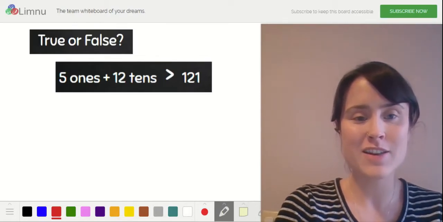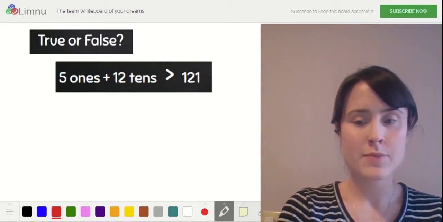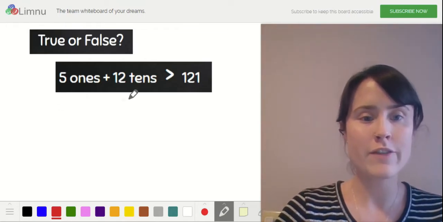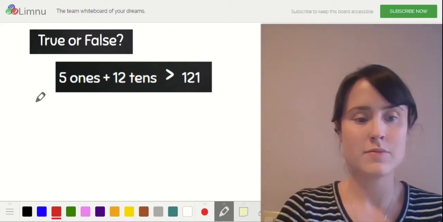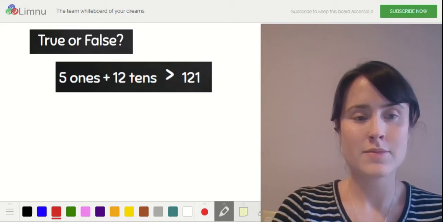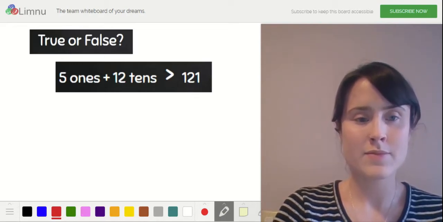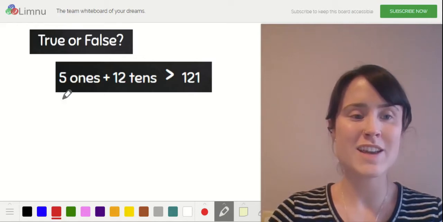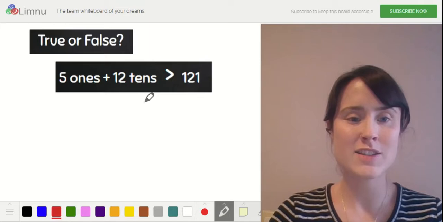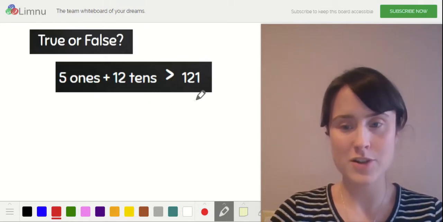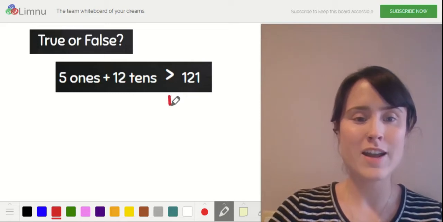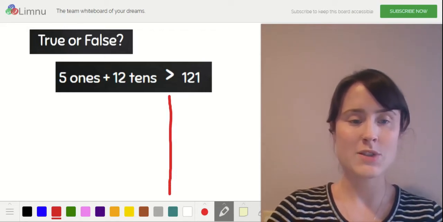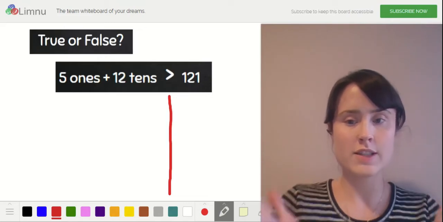Awesome. Go ahead and write this inequality number sentence on your paper. As you write it, try to read it out loud to yourself. Remember, we always read from left to right, just like we would read a word sentence. Awesome. We read this like 5 ones plus 12 tens is greater than 121. So on your paper, go ahead and split your workspace right underneath our greater than symbol. Because great mathematicians are going to solve both sides and see if they're the same.